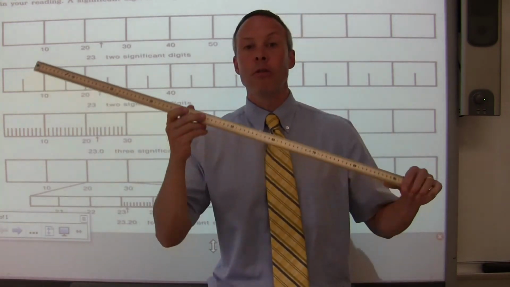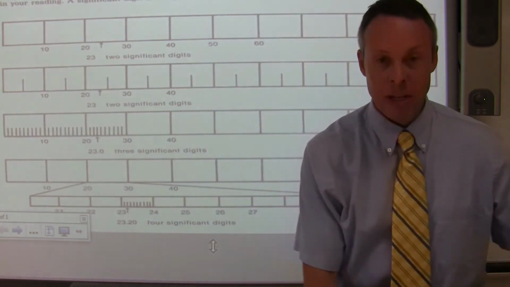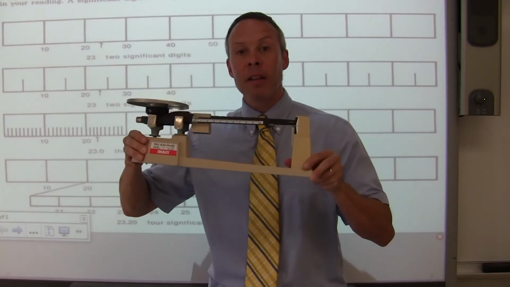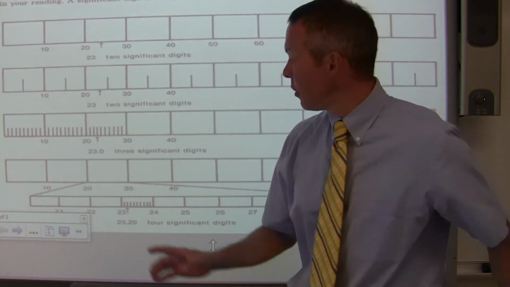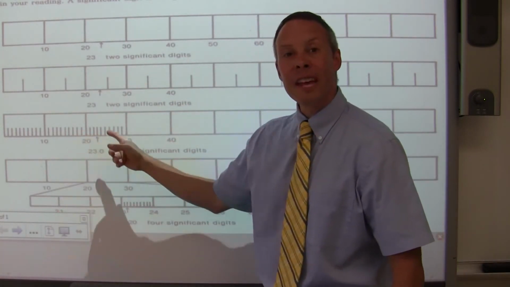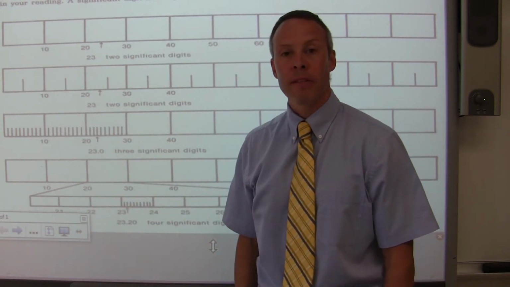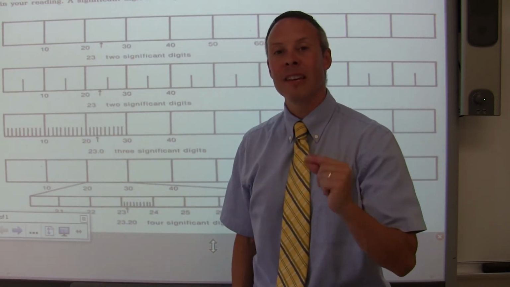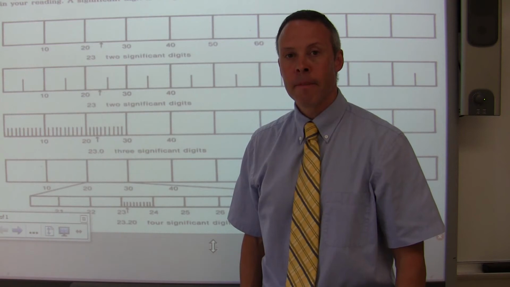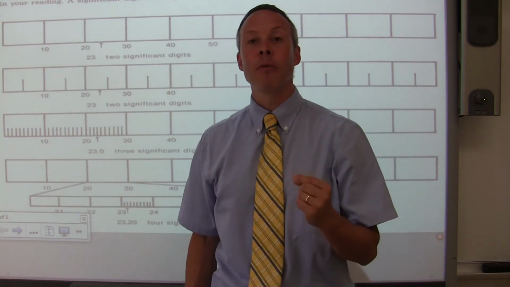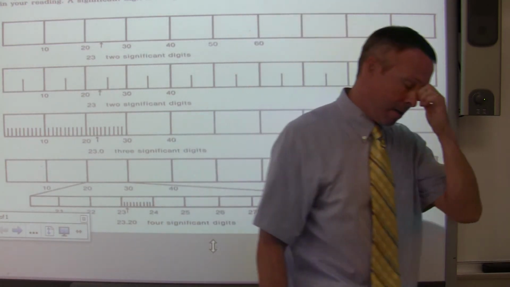So when we use a ruler, meter stick, triple beam balance in the lab, I'm going to want you to remember this, that you always read what is given and then you estimate one more place. That's a skill that we're going to practice in lab quite a bit. Now to finish up, that's going to lead into our rules for significant figures for today.